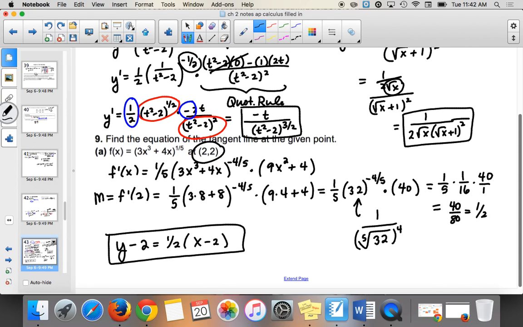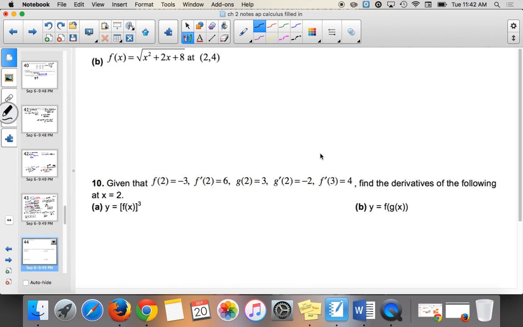All right, a couple more. So let's skip part B. It's the same idea. You would first rewrite this as all of that to the 1/2, and then you would do the chain rule, right? So you'd have 1/2, all of that on the inside to the negative 1/2 times the chain.